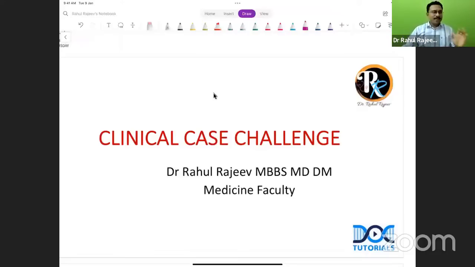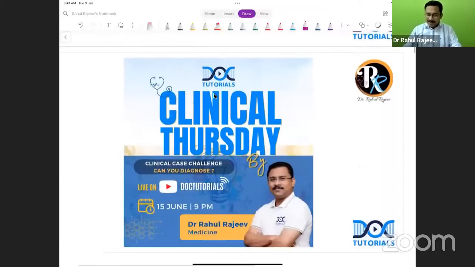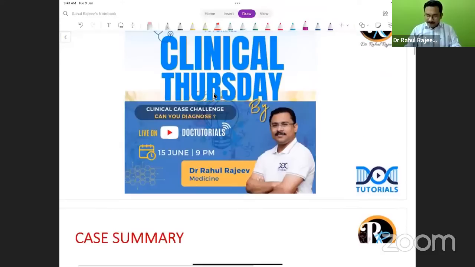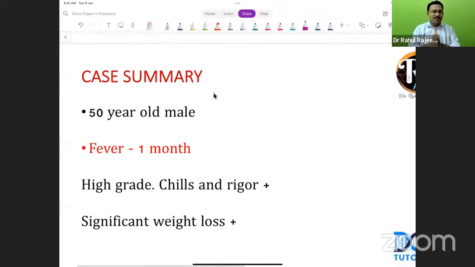Okay. Right. So let's start with today's clinical case challenge. Here is your clinical Thursday question for you. Basically, I'm just going to give you a case summary. I'm not going to go for an elaborate elaboration, just like you have in an exam. I'll be telling you the summary points only, just the key points, so that you pick up what points are most important and you can come to conclusions.